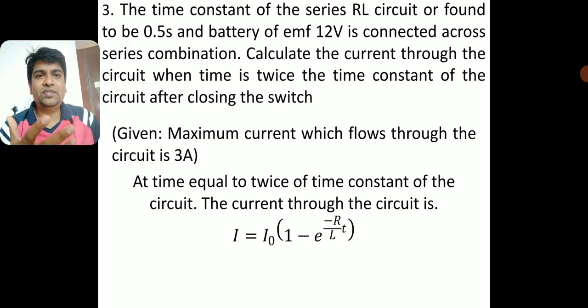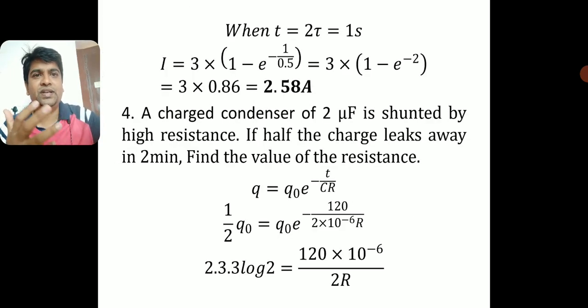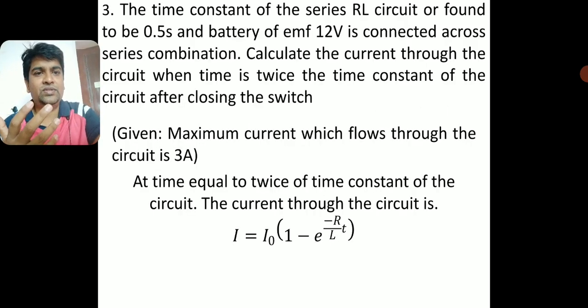You take this equation, I is equal to I naught into 1 minus e to the power of minus R by L into t. Take this equation and substitute t as 2 times the time constant, which is 2 times L by R. If you substitute that, you get I naught into 1 minus e to the power of minus 2. So what is this I naught? Let us go back and see, it is the maximum current.